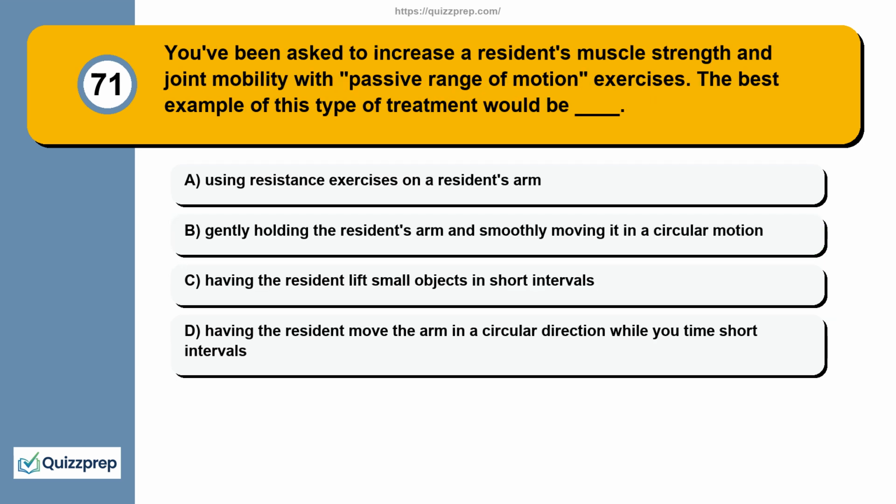Question 71. You've been asked to increase a resident's muscle strength and joint mobility with passive range of motion exercises. The best example of this type of treatment would be using resistance exercises on a resident's arm, gently holding the resident's arm and smoothly moving it in a circular motion, having the resident lift small objects in short intervals, having the resident move the arm in a circular direction while you time short intervals.